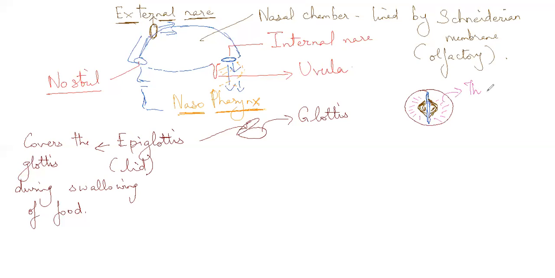This thicker region is called the false vocal cords. And the thinner inner regions are the true vocal cords.